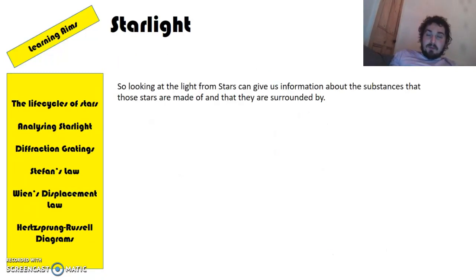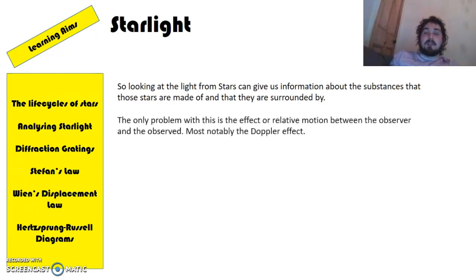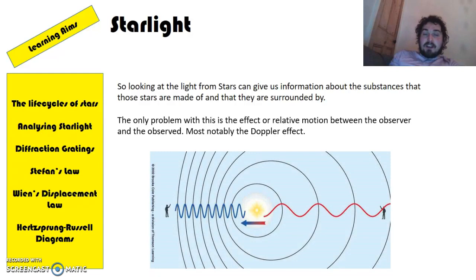It's important. Right. So, looking at the light from stars can give us loads of information about the substances that those stars are made of and what they're surrounded by. Only problem with this is the effect of the relative motion between the observer and the observed, and most notably the Doppler effect is what causes that.